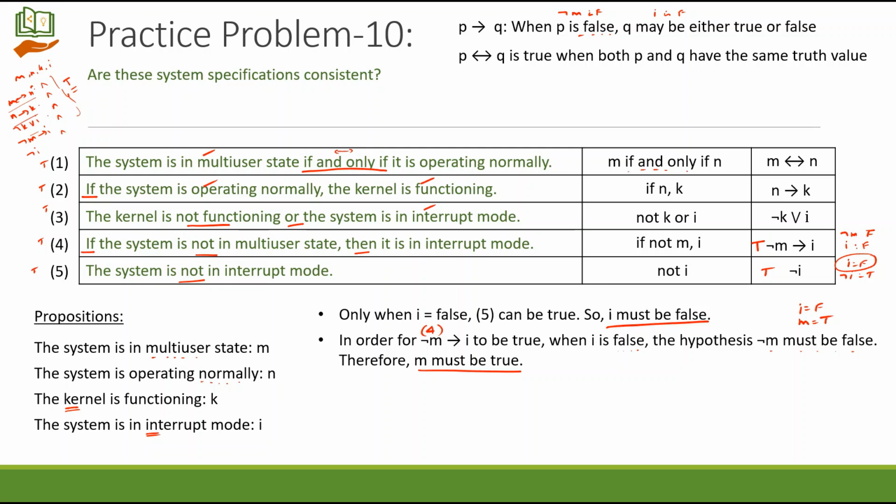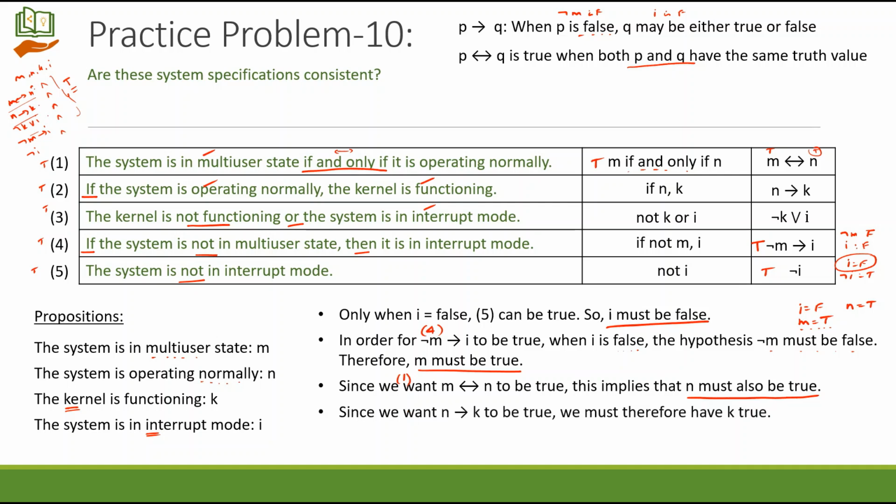Now we will get into bi-implication. P bi-implies Q is true when both P and Q have the same truth value. Both can either be true or both can be false. Since we want the first specification, M bi-implies N, to be true, it implies that N must also be true. Why? Because we know M is already true. When I have true here, only a true value can give you true totally for this particular specification. So by this bi-implication operator, we are making sure N will also be true. So N is equal to true here.